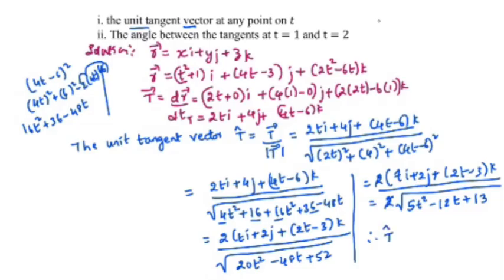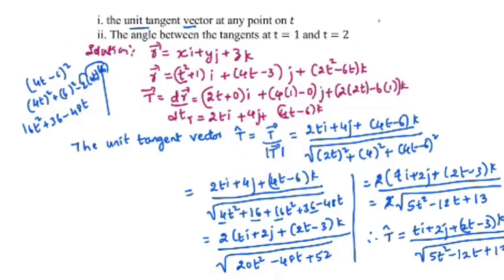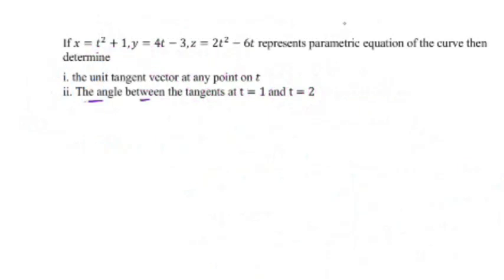Therefore t cap vector equals (t i plus 2j plus (2t minus 3)k) divided by root of 5t square minus 12t plus 13. Now to find the angle between the tangents at t equals 1 and t equals 2, we got the tangent vector equals 2t i plus 4j plus (4t minus 6)k.